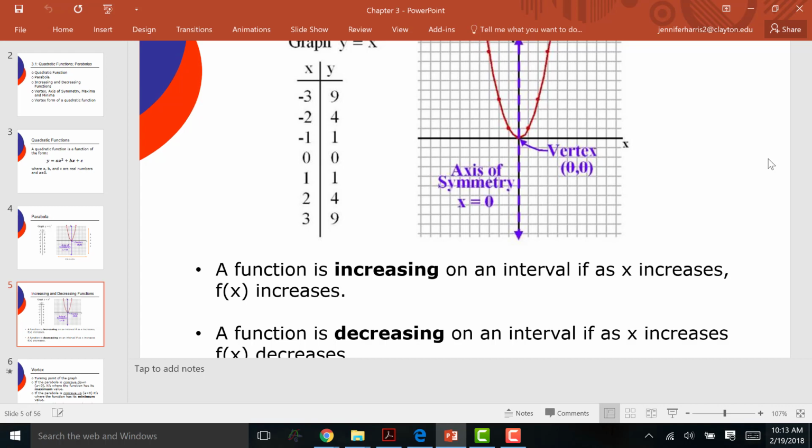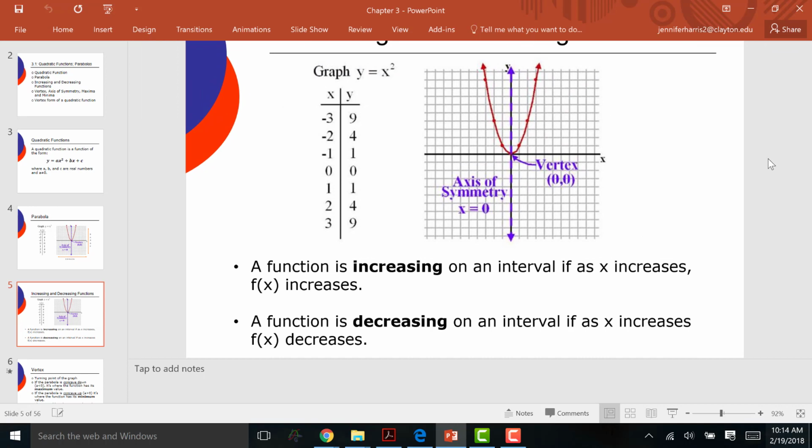So I said don't pay attention to the arrows at the end. They just let you know the graph goes on forever. But I want to know where it is coming down the roller coaster, and then where it goes back up. Questions? All righty, next slide.